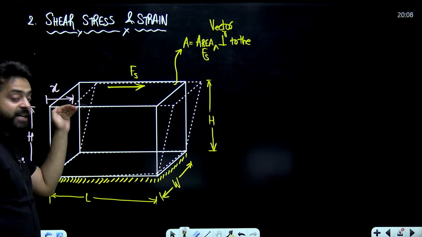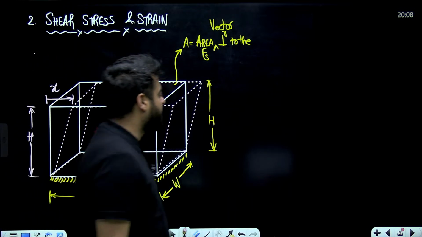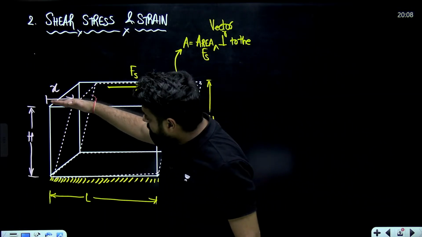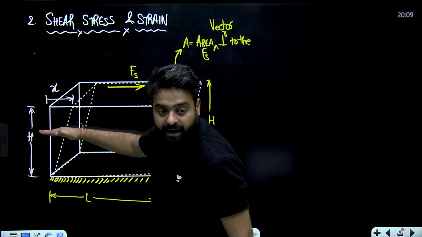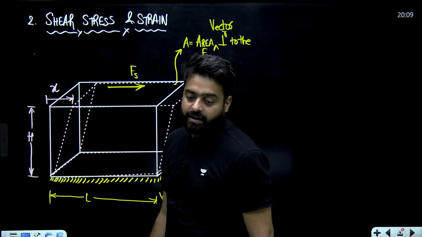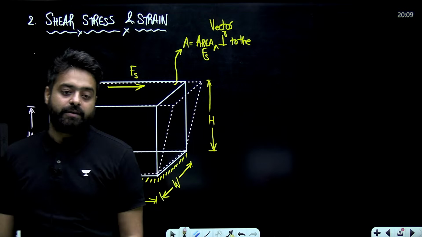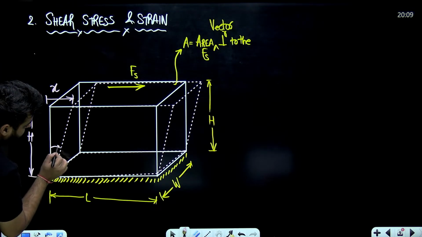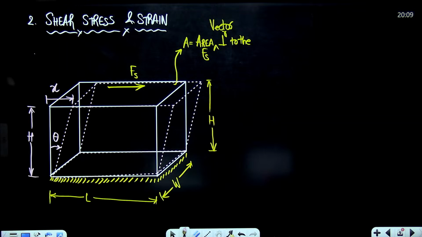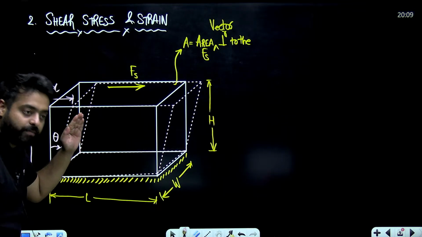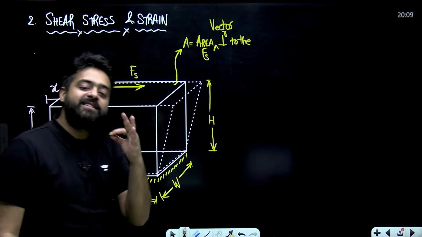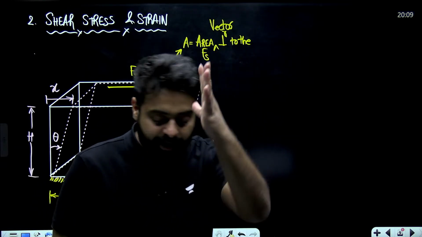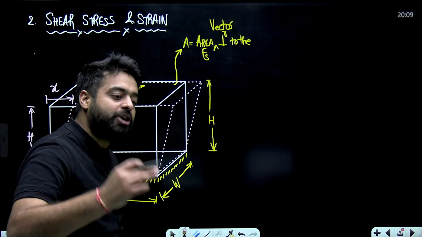This deformation is in which layer? Can you tell me in which layer? This is the deformation on the top layer. If you look at the deformation in the other layers, it actually changes. But what is not changing? This theta. That is called the angle of deformation, or in very simple words, it is called shear strain. That is called shear strain.